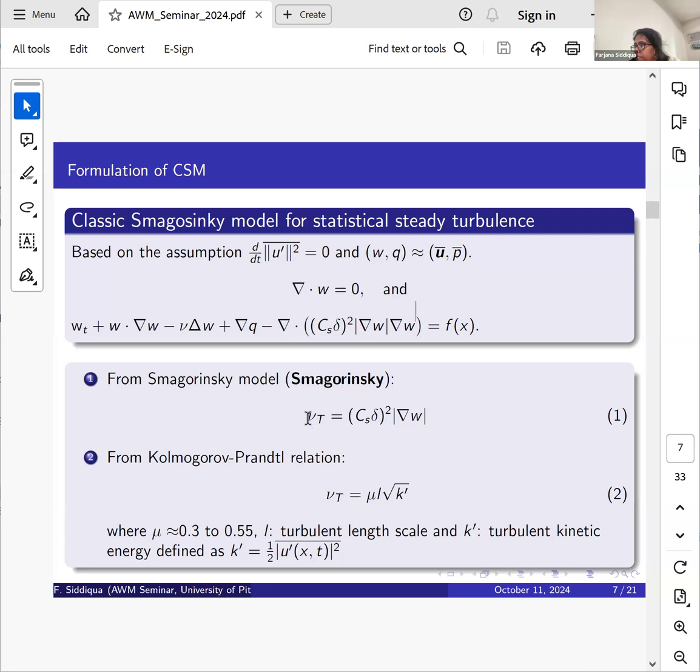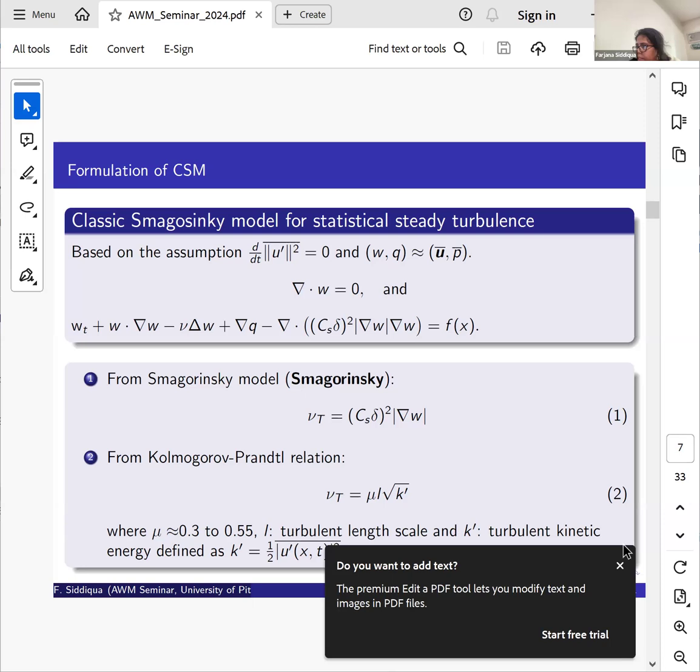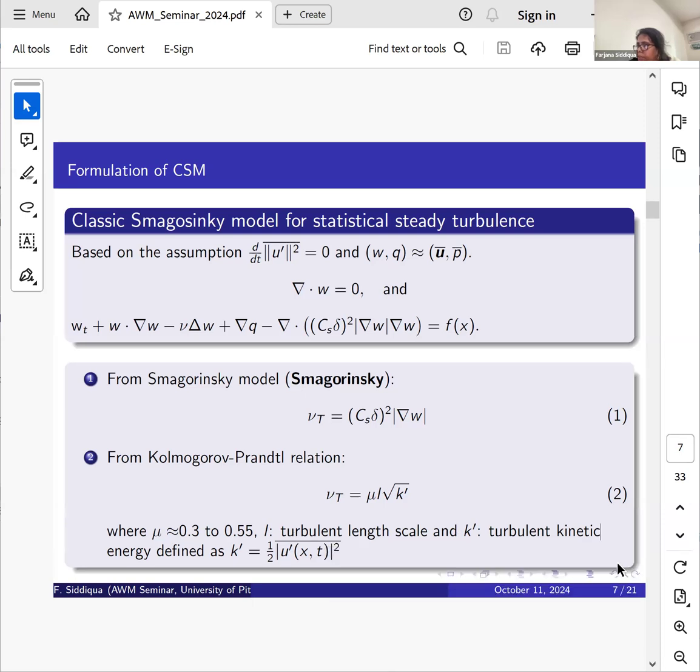For example, in the Smagorinsky model, nu t is written as this, but there is a Kolmogorov-Prandtl relation. The relation says that the turbulent viscosity nu t is this. Okay. Now, if I write them equal to each other, I have an expression for k prime equal to this. Okay. So after algebraically solving these two equations, we have a new term, like K prime is equal to this. Okay.